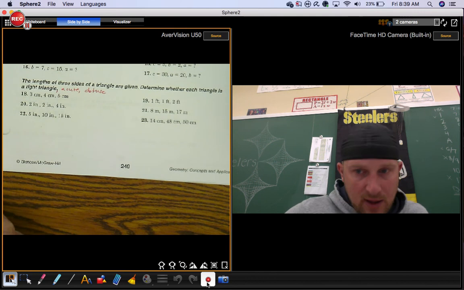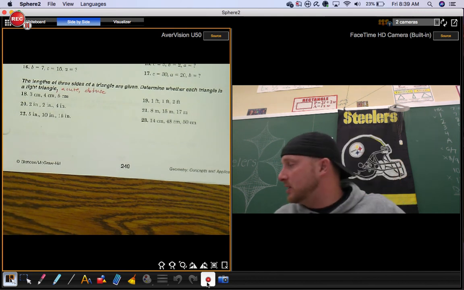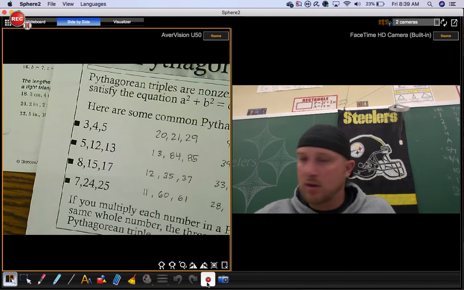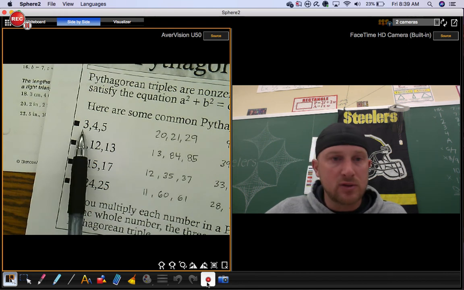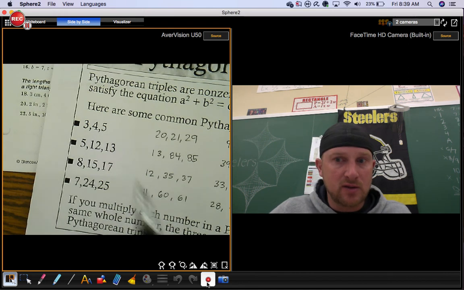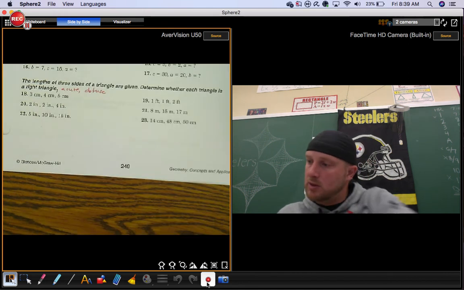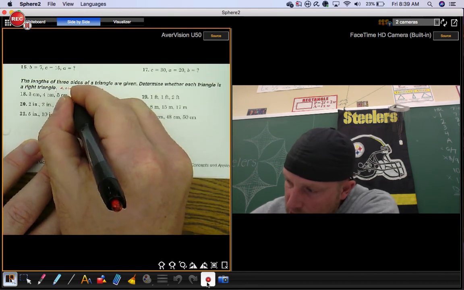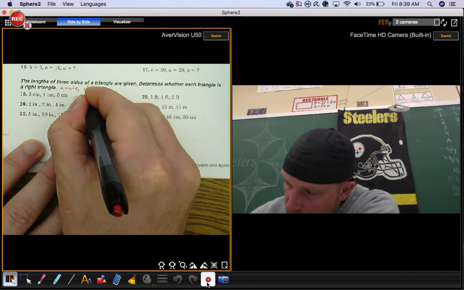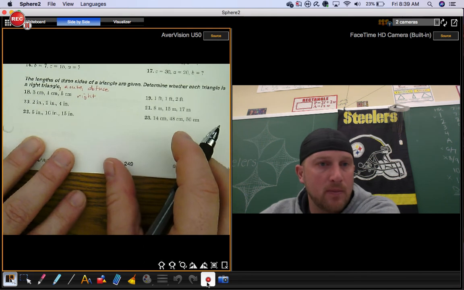Well, we've gone over that problem quite a bit. It definitely does. And if you don't remember, you can go back and look at your triples. If you have these three lengths, it's a right triangle. So there's really not a whole lot of work to be shown here. This is definitely a right triangle because it's a triple.